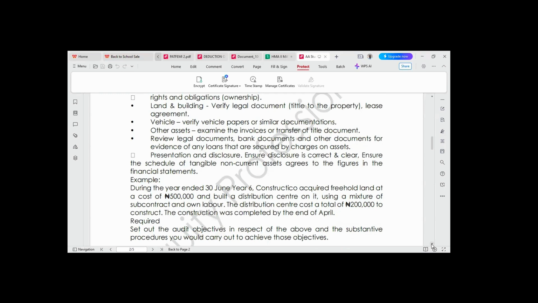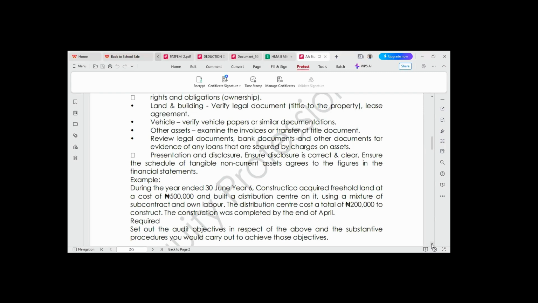During the year ended 30th June, year six, Construction acquired freehold land at a cost of 500,000 and built a distribution center on it using a mixture of subcontract and own labor. The distribution center cost a total of 200,000 to construct. The construction was completed by the end of April. Required: set out the audit objective in respect of the above and the substantive procedure to be carried out to achieve this objective.